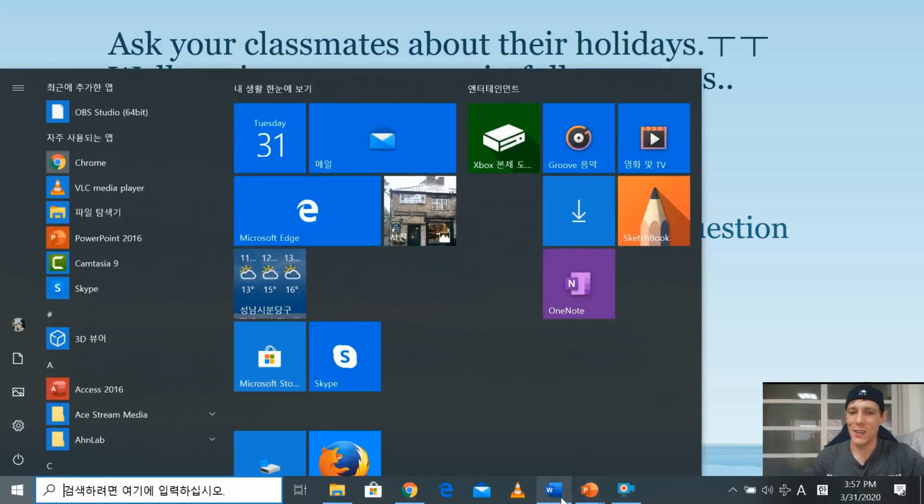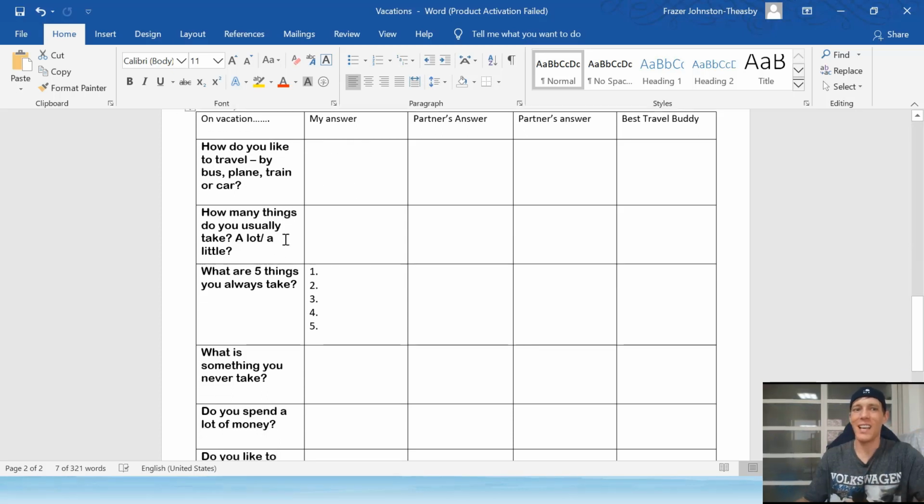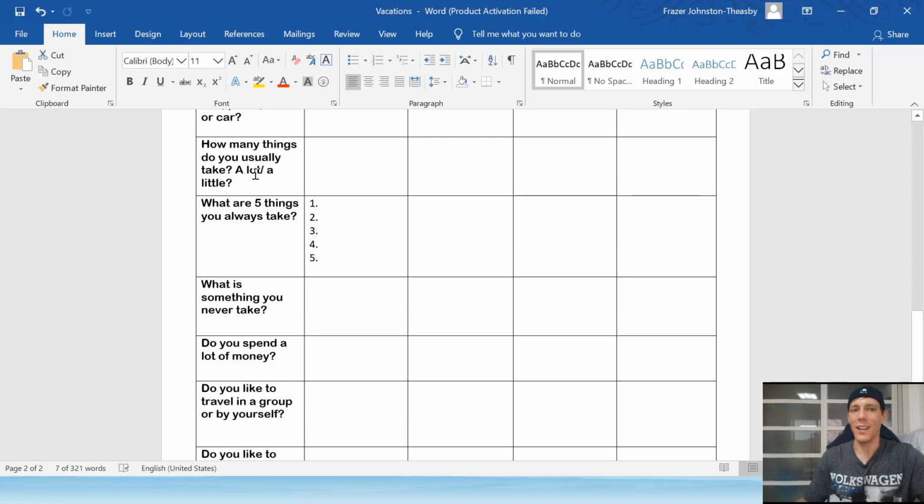But what you need to do is go to your worksheet. So on this side, you have my answer and other people's. Don't worry about this. Just care about this one. So, first one, how do you like to travel? By bus, plane, train, or car? Choices. You say, I like to travel by... How many things do you usually take? A lot or a little? So when you go on holiday, how much do you pack? And you can write down, I pack a lot. Like lots of things. Or I pack a little. So just a little bag.